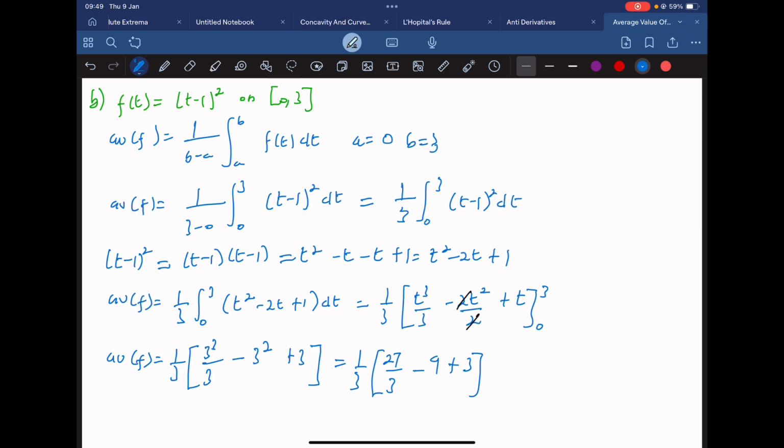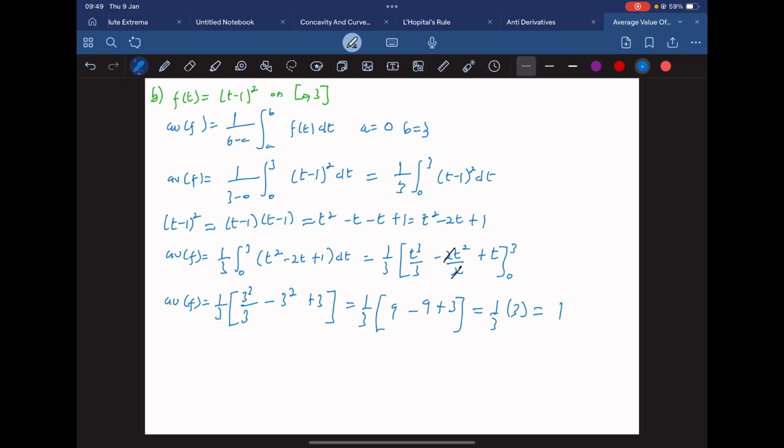And 27 over 3 over here is 9, so we can simply write 9. So 9 minus 9 goes to 0, so we just have 3 in the bracket, so we have 1 over 3 times 3, and this is just 1. So in this case, we have our average value to be 1.